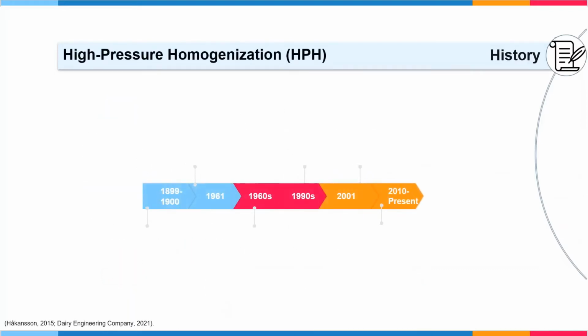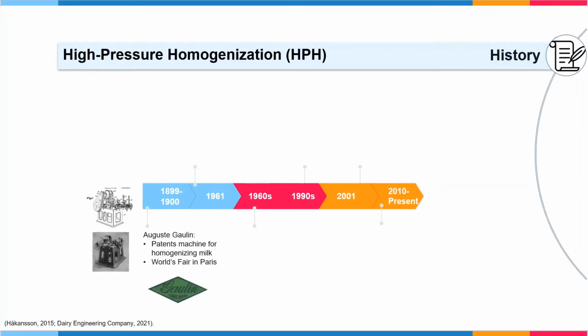Now, for the high-pressure homogenization history, the first version of what should later evolve into this technology was invented by the French engineer Auguste Gaulin in the early 1900s. It was originally constructed for increasing the product stability of milk by reducing the fat globule size and thus the rate of cream separation. In 1961, stainless steel-clad frames are introduced and quickly become the norm for food production environments.